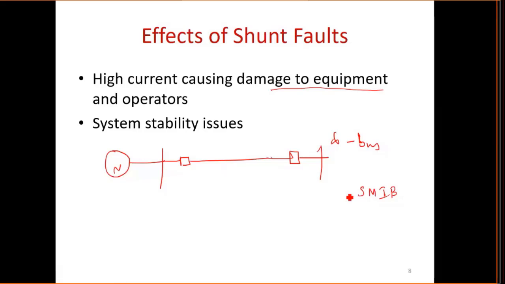This is your single machine infinite bus system. Suppose the fault occurred here somewhere, right? So what happens then? Then we know that as soon as the fault happens, the electrical power output becomes 0, right? Why does it become 0?